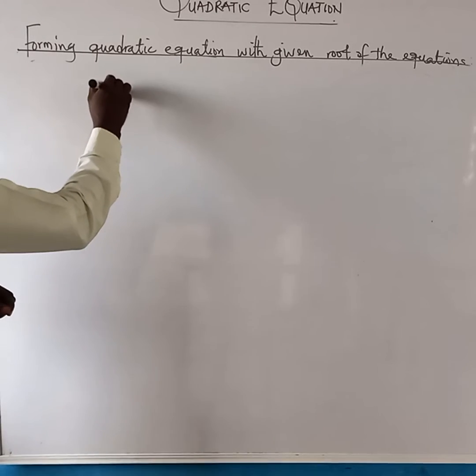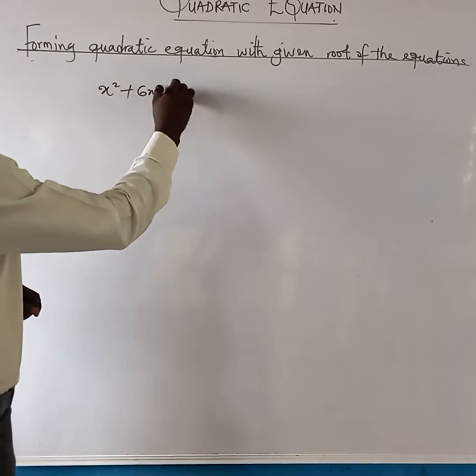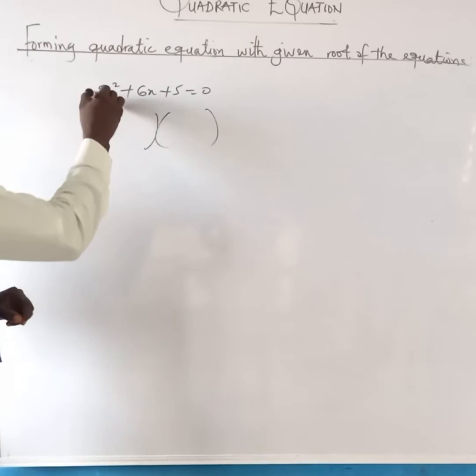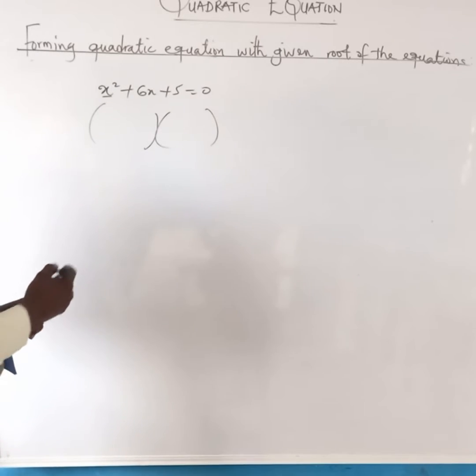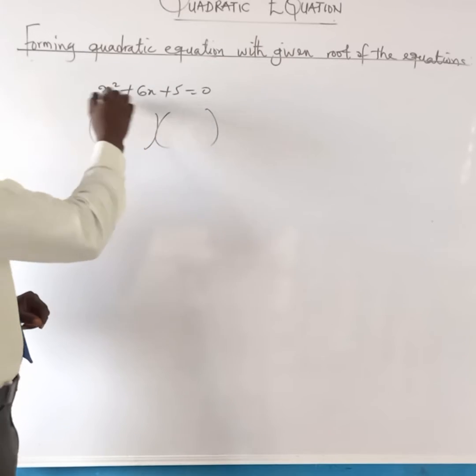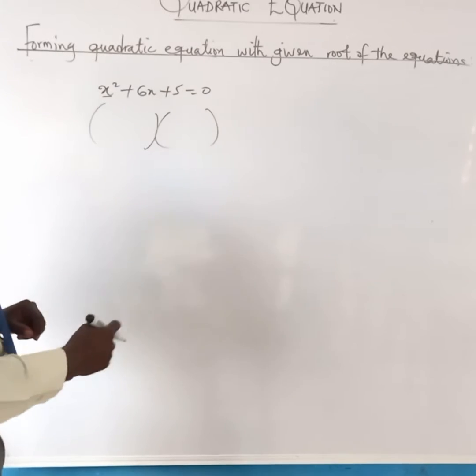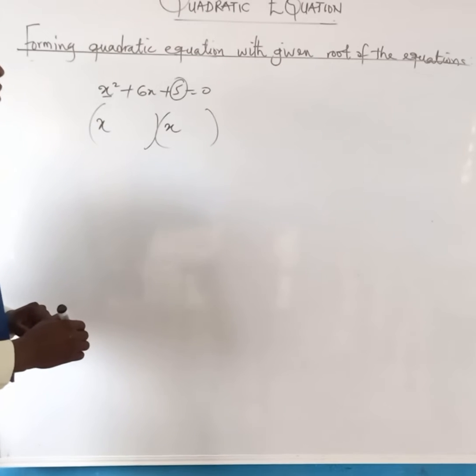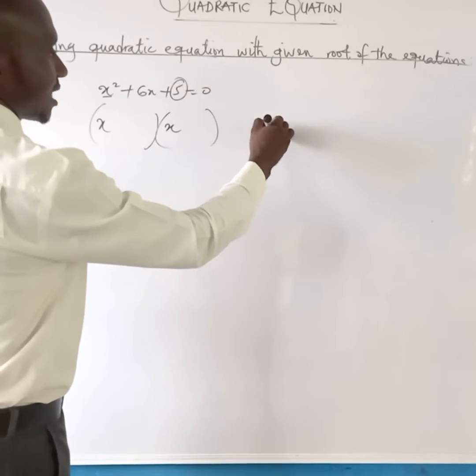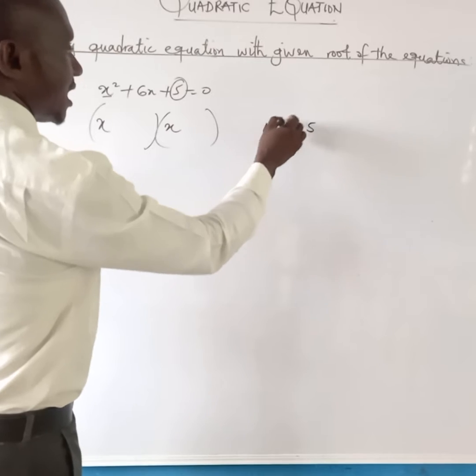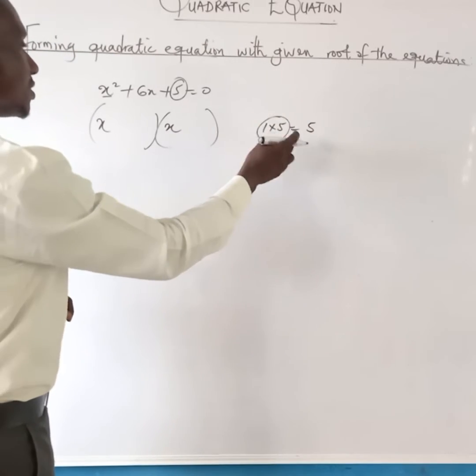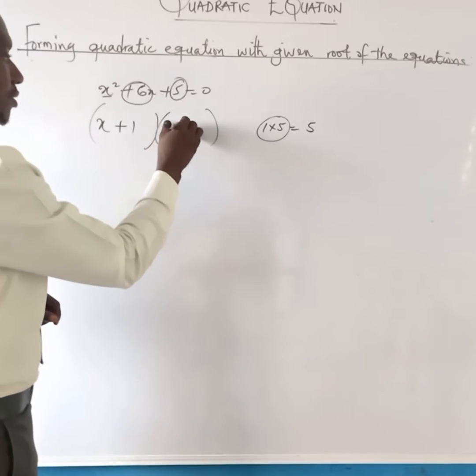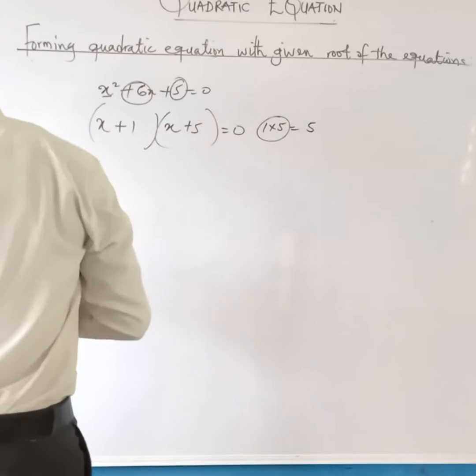Let's consider this: x squared plus 6x plus 5 equals 0. By factorizing this equation, x is raised to 2. That is the highest power, which makes us know that this equation is a quadratic equation. So we have x. The two factors of the constant are 1 times 5, which is 5. And when you add the two factors together, we will get plus 6. So we have plus 1 plus 5. That gives us 0.